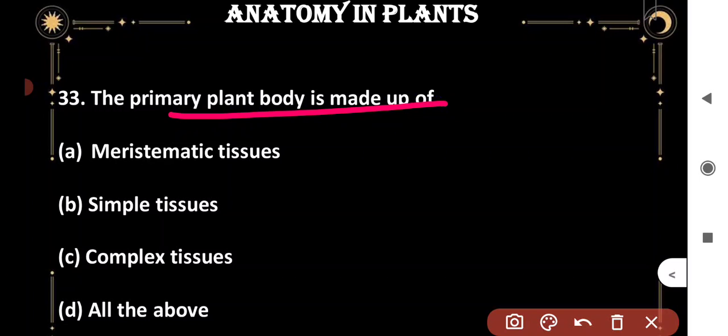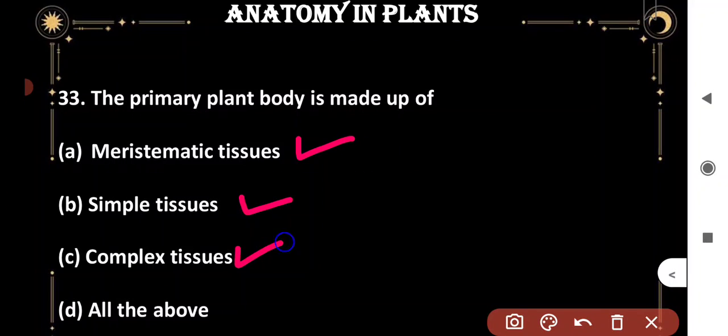The primary plant body is made up of what type of tissues? The primary plant body has meristematic tissues, right? It has simple tissues and complex tissues like xylem and phloem. They are important for transport, or else the plant cannot survive. So all three, all of the above. D.